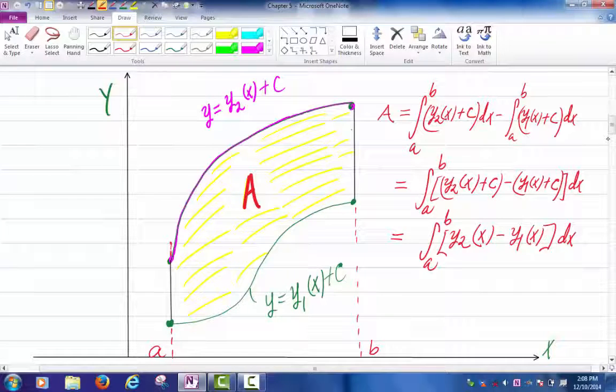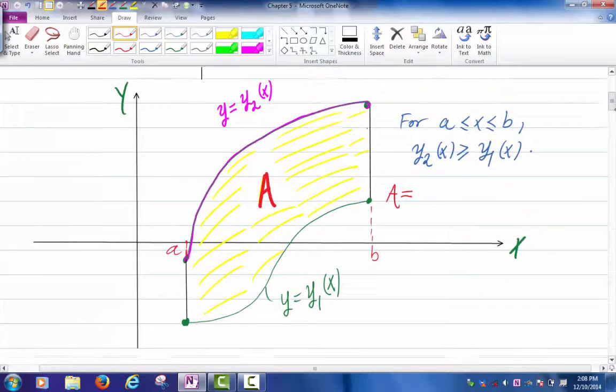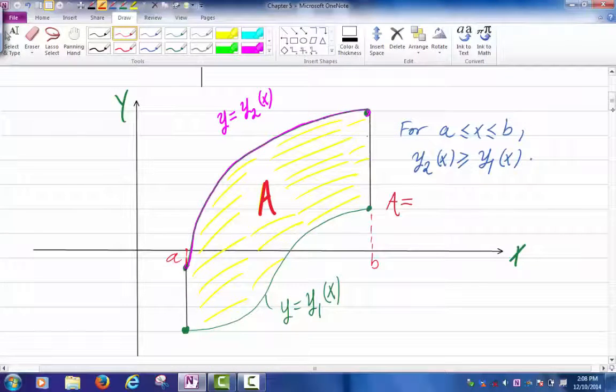All we did is shift the region, so the area should not depend on c. So the area is given by the integral of y2 minus y1. So now I can go back to this picture here. I wanted to know what's the area A, which is bounded above by a function, bounded below by a function of x, bounded on the left by a vertical line, bounded on the right by a vertical line.